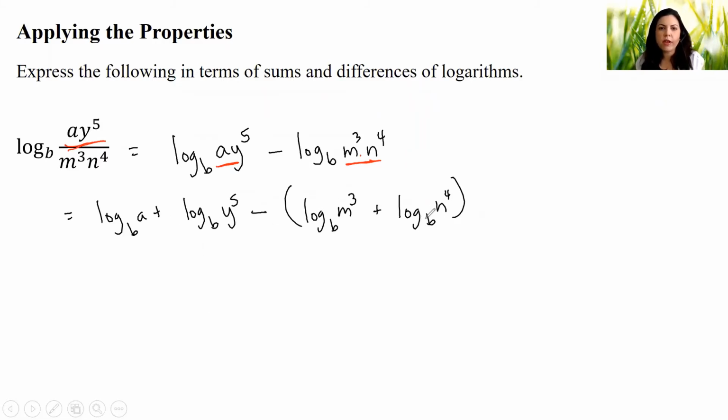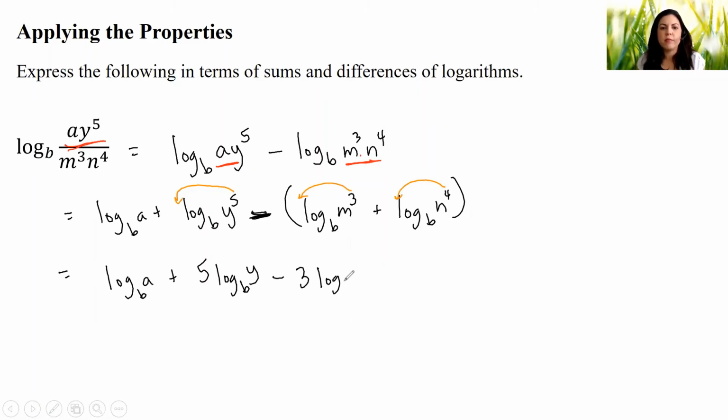And now I don't have any more products or quotients, so now I can move any of those exponents. Y is being raised to the 5th power, and m and n, so I can move those to the front. So this becomes log base b of a plus 5 log base b of y. And then I'm going to also go ahead and apply this negative to everything that comes after it. So that'll be minus 3 log b of m minus, because that negative applies to both of these expressions, 4 log base b of n.